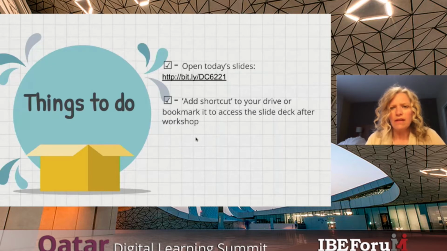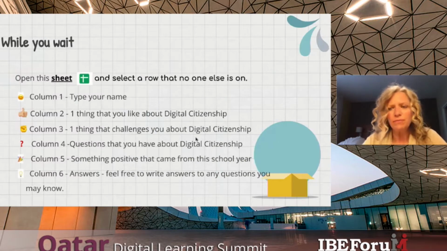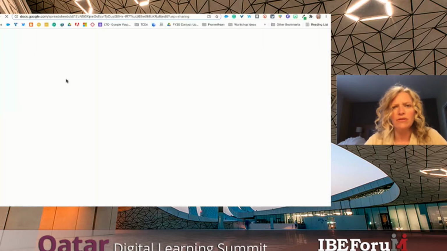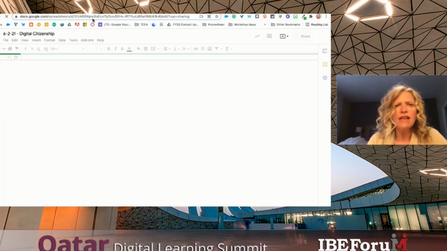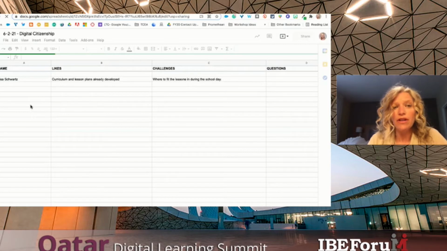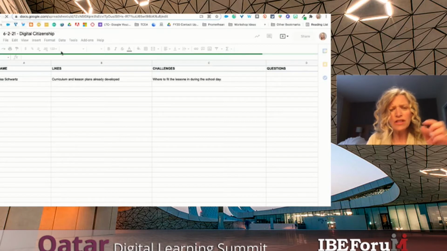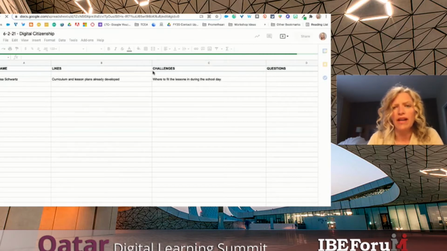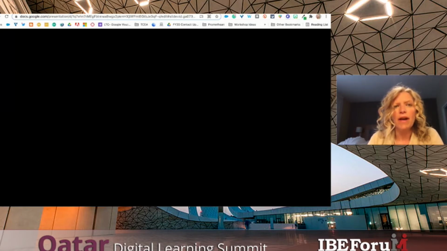Once you do have access to this, hopefully that gave you enough time to write it down or type it in, you can open up this sheet if you would like. When you click on this sheet, you can select a row and fill it out. What I would like you to fill out, you can see at the top of each column, I have likes and challenges.